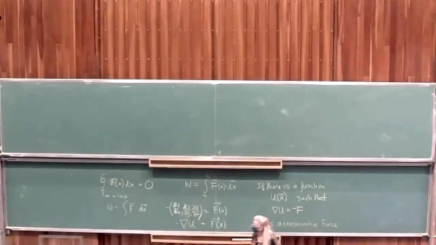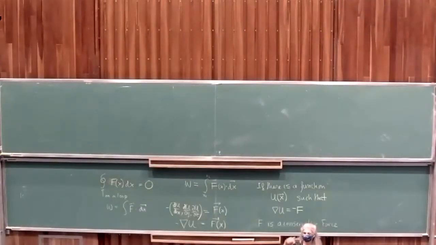And that means if I integrate the work around the loop, I always get 0. It also means that the work done between any 2 points only depends on the energy difference, the potential energy. So conservative forces are nice, and a lot of the forces that we'll talk about will be conservative.